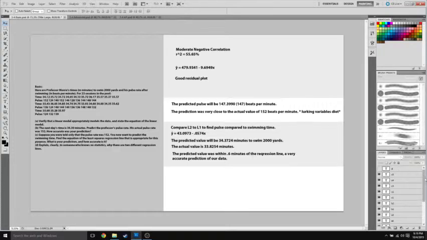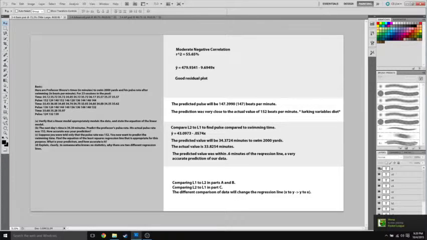So the actual value was 33.8254 minutes, and the predicted value was within 0.6 minutes, so it's a very accurate prediction, very accurate line. So moving on to part D, explain why there are two different regression lines. Well, because you're comparing two different items to each other, because you're comparing L1 to L2 in parts A and B, and then comparing L2 to L1 in part C. The different comparisons will change the regression lines because it's different numbers of data. Alright, and that's it.